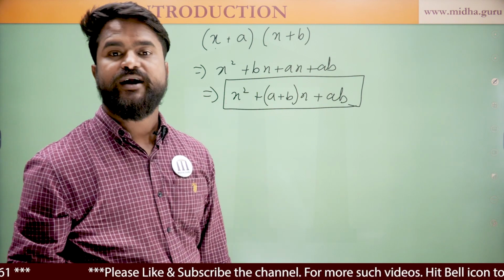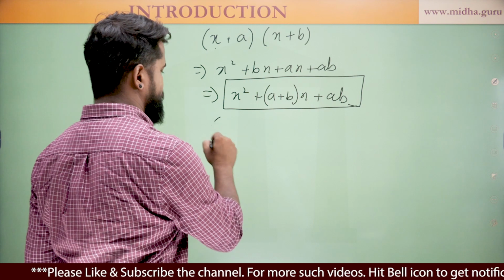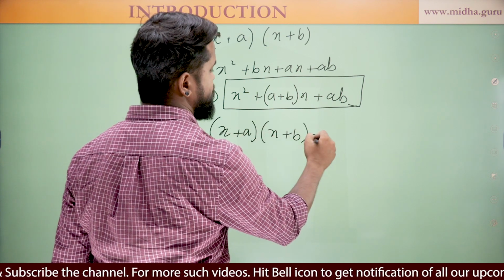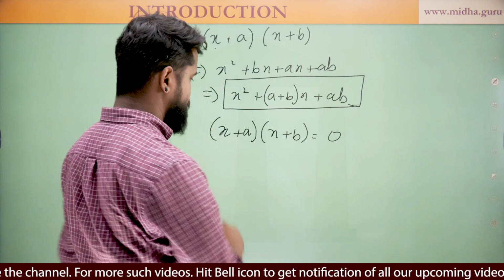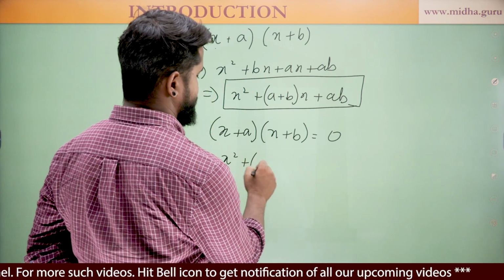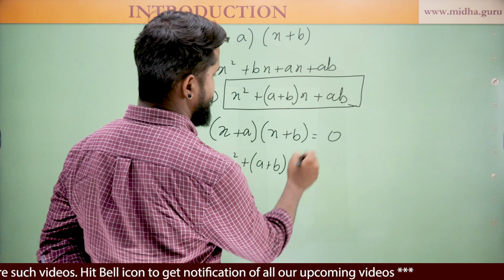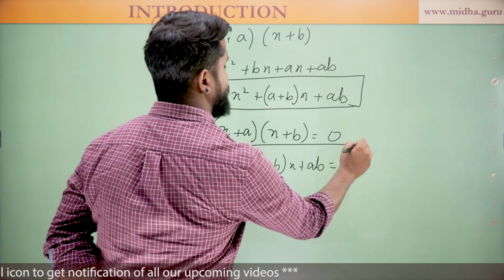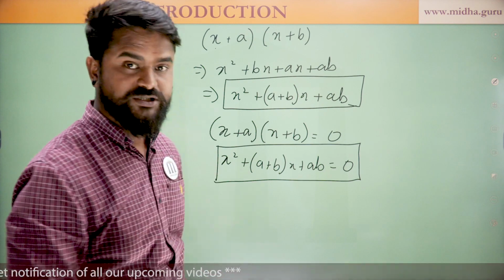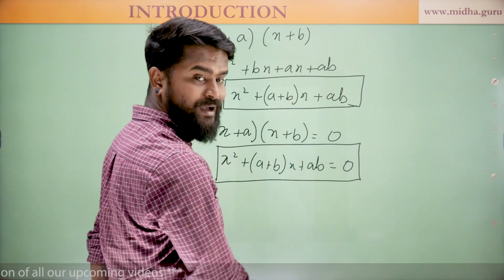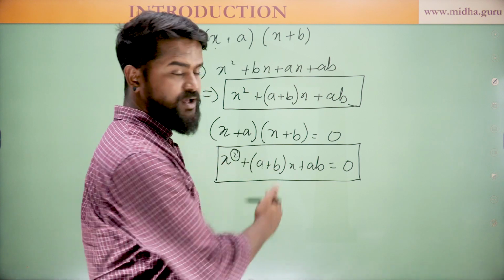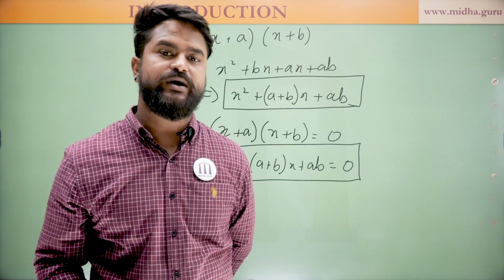So this becomes a quadratic polynomial. Similarly, if I say that (x + a)(x + b) is equal to 0, I can say that x squared + (a + b)x + ab is equal to 0, which forms the basis of what we are going to study: it is an equation as it is equal to some value, and the highest power of the variable is 2. So this is a quadratic equation.